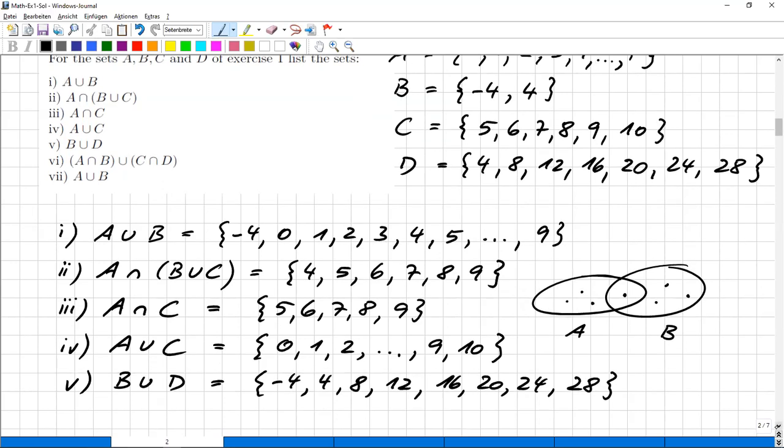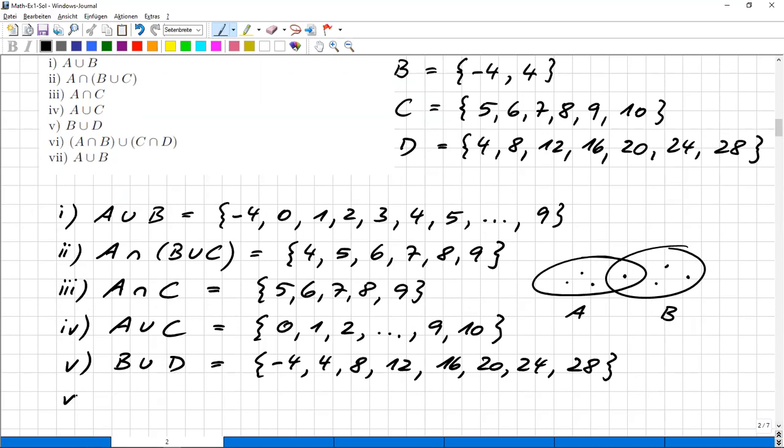So now we have perhaps something a little bit more interesting. We must intersect, I write it down, A with B in parentheses. And then we unite this with C intersect D, which results in 4 and what? 8. Pardon? 4 and 8.